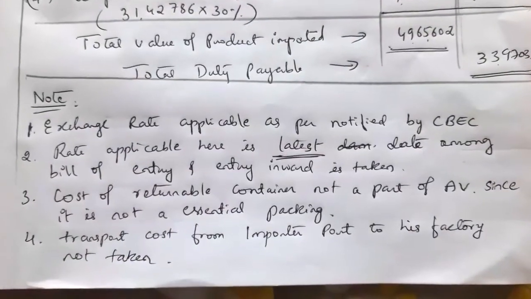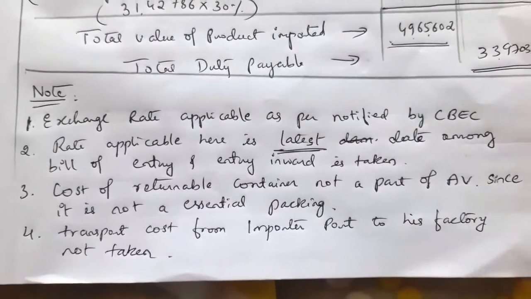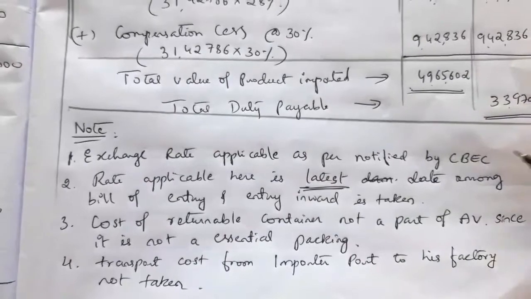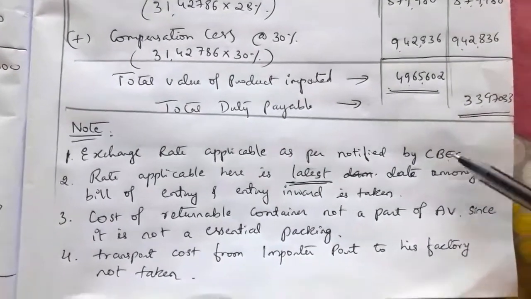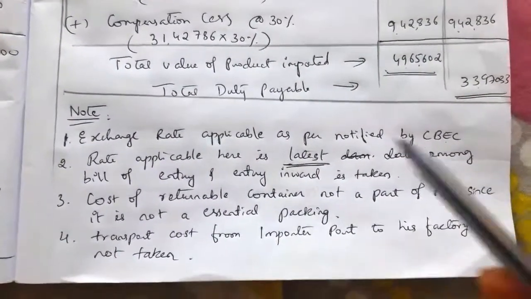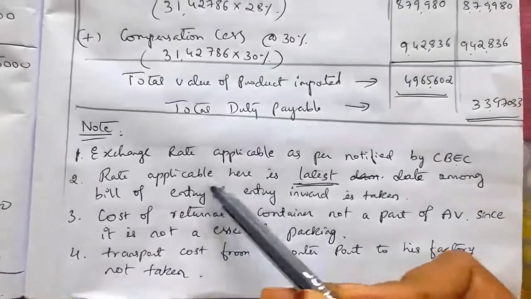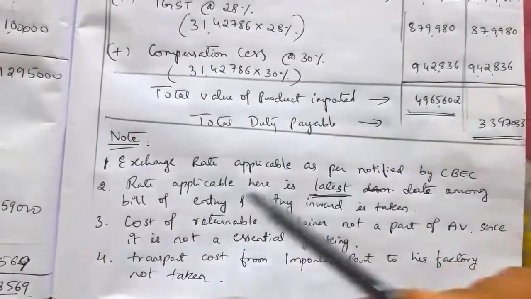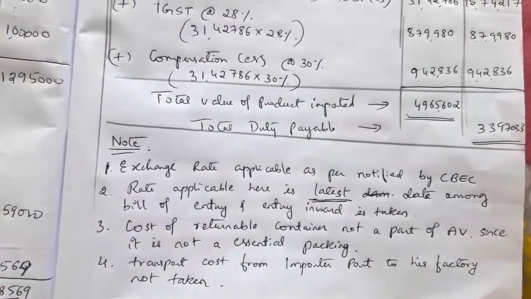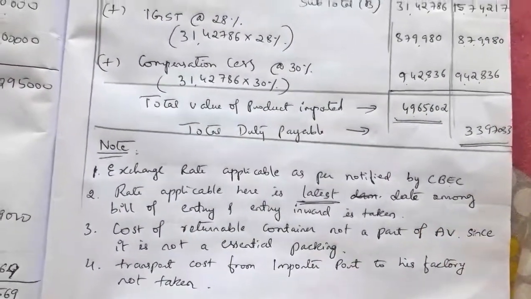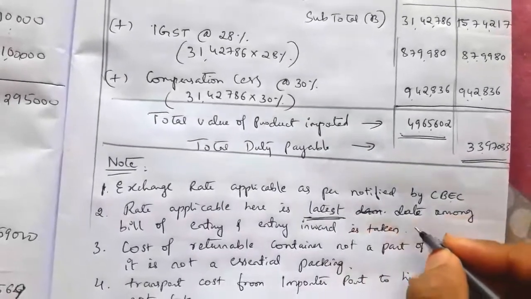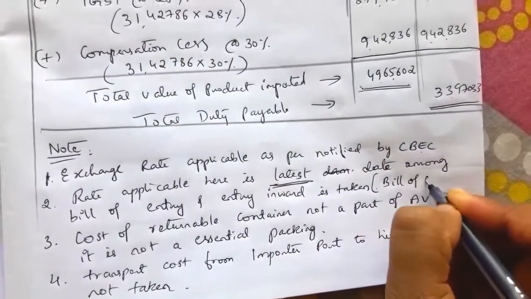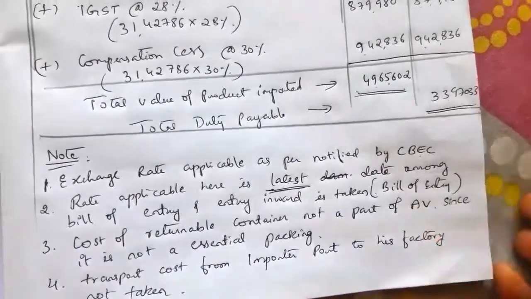Next, write the notes under that. The first one is exchange rate applicable as notified by the CBEC. Here we have to take the exchange rate notified by CBEC, along with the tax rate applicable. We have to take the latest date among the bill of entry and entry inward. Here we have taken the bill of entry as the latest date.